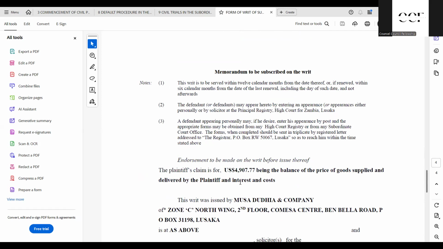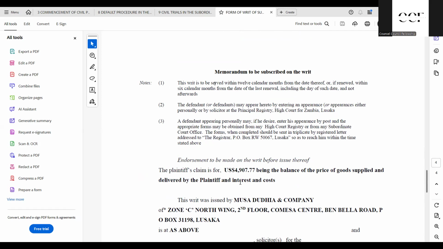Now, this is the first endorsement, okay? This is something that is supposed to be put on the writ of summons. This is the other endorsement: the memorandum to be subscribed on the writ.